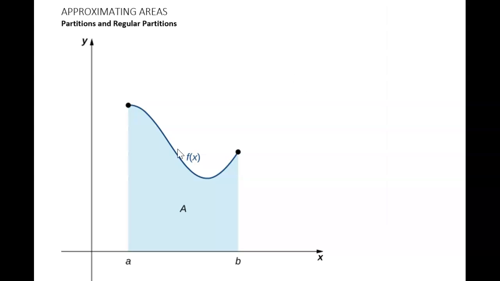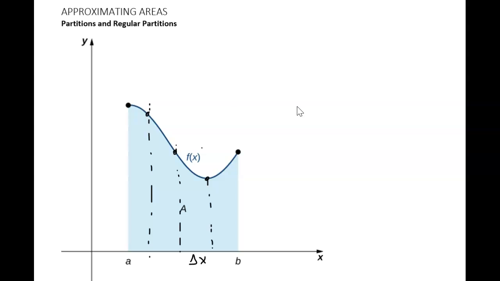Now, a partition is just any division within this area. And a regular partition is when those partitions are equally spaced. So with regular partitions, we're going to be calling this distance here delta x, representing the change in x. And then the height of the function at the end of the partition is f of x.